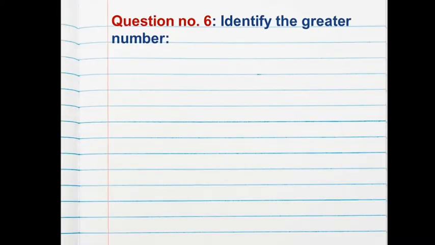Question number 6. Identify the greater number. Here we have to identify the greater number. So A, 6 raised to the power 7 or 7 raised to the power 6. So which number is greater here we have to identify, but it is given in the exponential form. So first we will convert this exponential form into a number and then we will find out which number is greater.